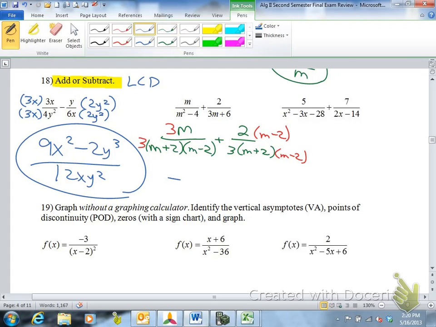And then you could write the answer as the lowest common denominator. And the numerator would be 3m plus 2m minus 2 times 2 squared.